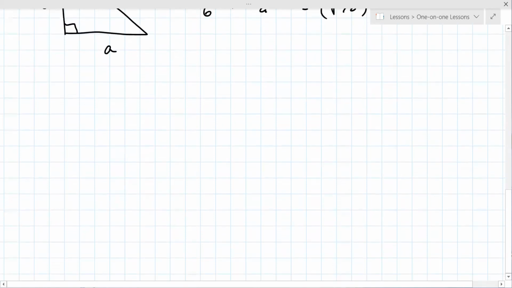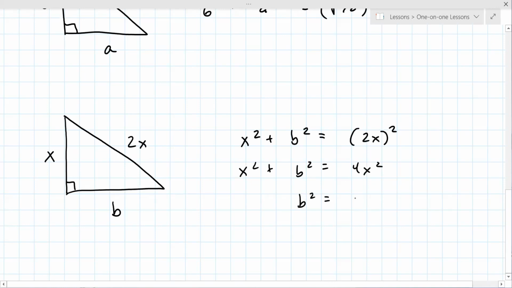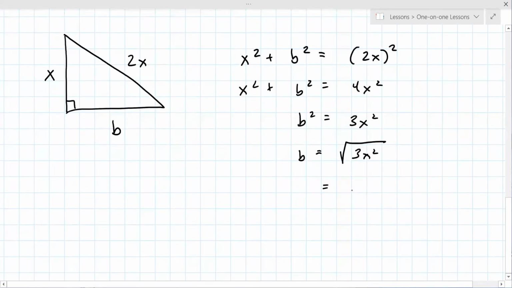Now you can even have these problems where the side is a letter, believe it or not. So let's just say that this is x and this is 2x. What is b? x squared plus b squared equals 2x squared, so we have x squared plus b squared equals 4x squared. And then b squared equals 3x squared. b equals, and then you can take the square root of 3x squared. b equals x square root 3 in this particular problem.